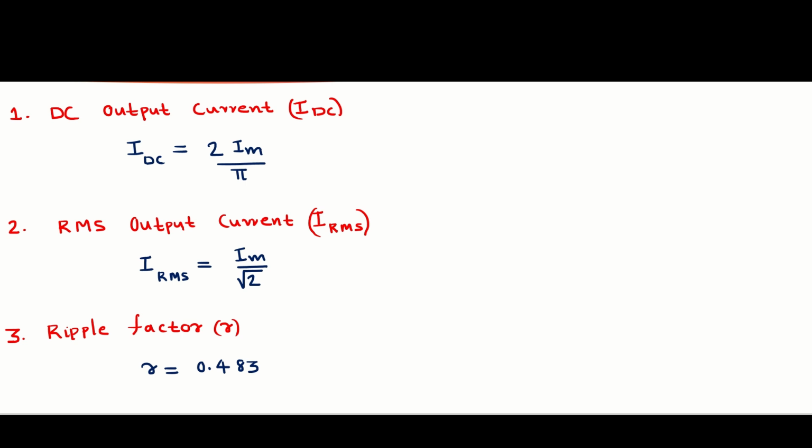And the next parameter is RMS output current IRMS, which is equal to Im divided by root 2. And the third parameter is ripple factor, which is the measure of AC component present in the output waveform, and ripple factor is equal to 0.483. The center tapped full wave rectifier has also the same value.